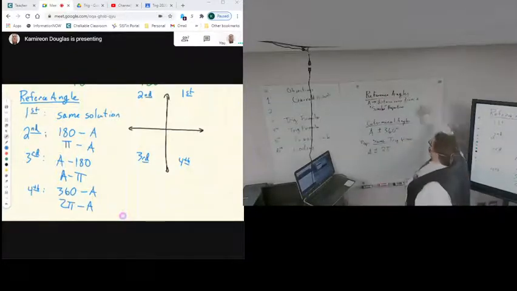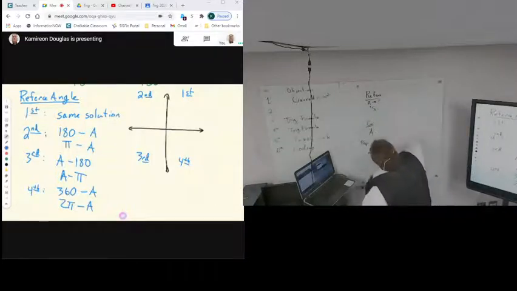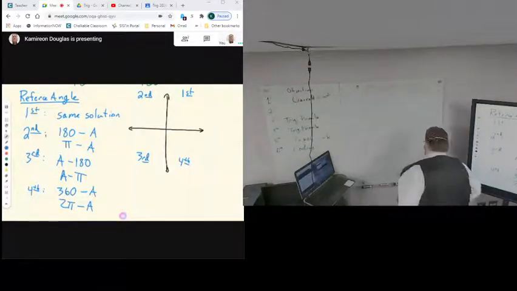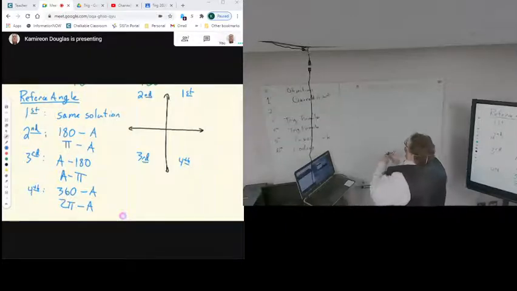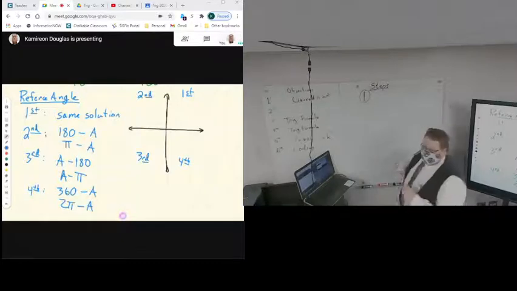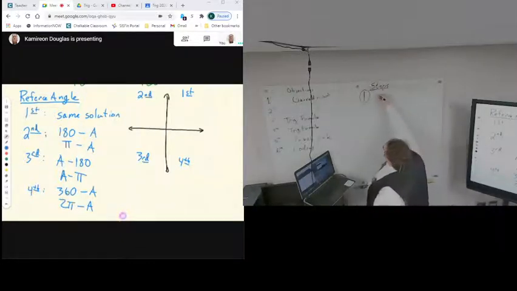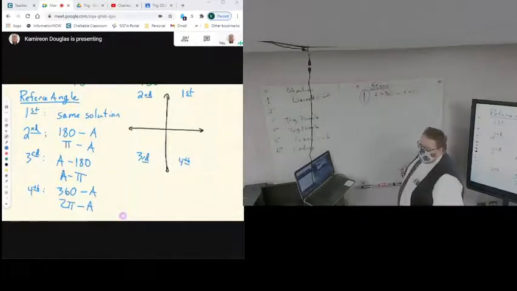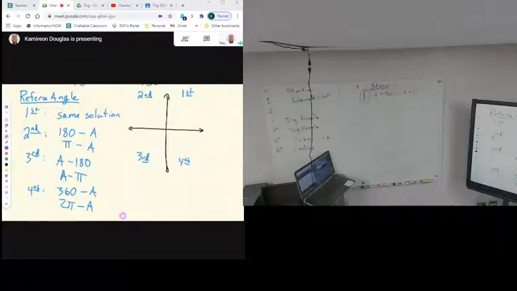Your steps for today. Step 1. If your number is bigger than 360 or less than 0, in either case, I want you to use coterminals to get it to a nicer value. That is not a requirement, it's a suggestion. These are your suggested steps for the day. Use coterminals to move your values around.